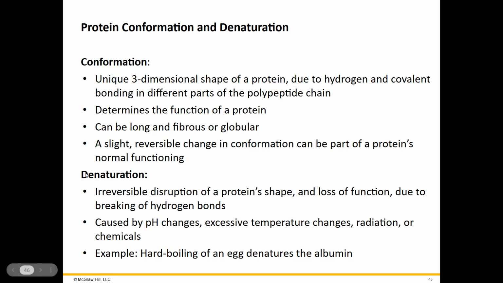Denaturation: de- meaning against, nature, -tion, state of, denatured state. It is the irreversible destruction of a protein shape such that it does not function anymore. It breaks the bonds, okay? Excessive changes in temperature, radiation, chemical exposure, pH, all of these things can denature proteins. Conformation determines its function. It is the active state of the protein doing protein stuff. Denaturation is when you've destroyed the protein, okay?